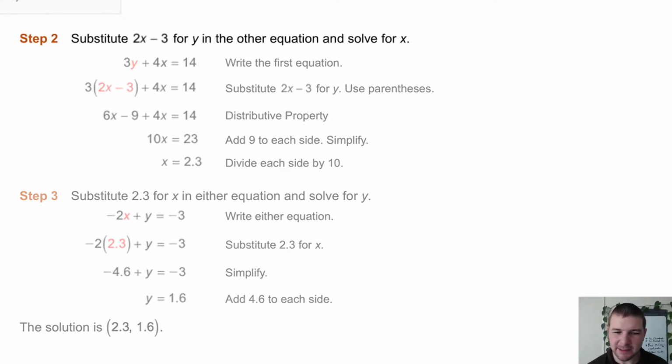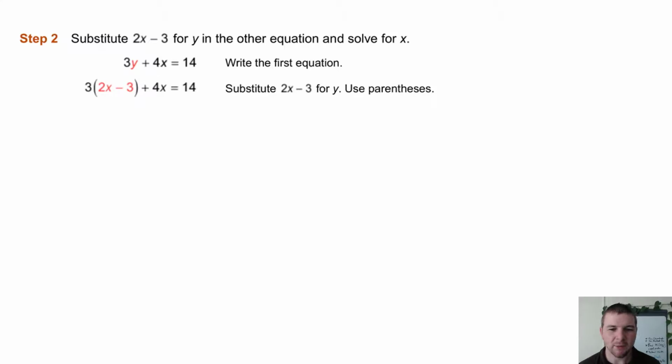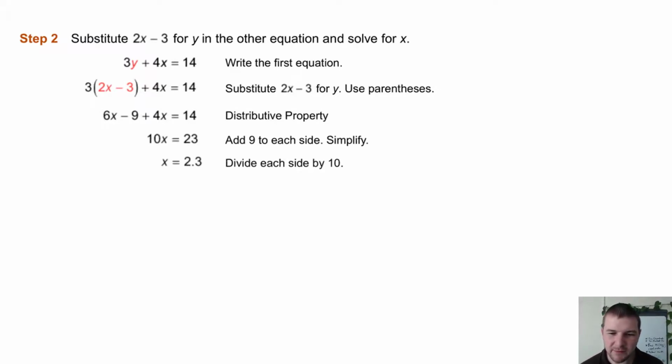Step 2. We're going to substitute that value, 2x minus 3, for y in the other equation and solve for x. So our other equation was 3y plus 4x equals 14. We're going to substitute 2x minus 3 in for y. Distribute the 3 to each term inside the parentheses, combine like terms, and solve for x. We'll find that x equals 2.3.